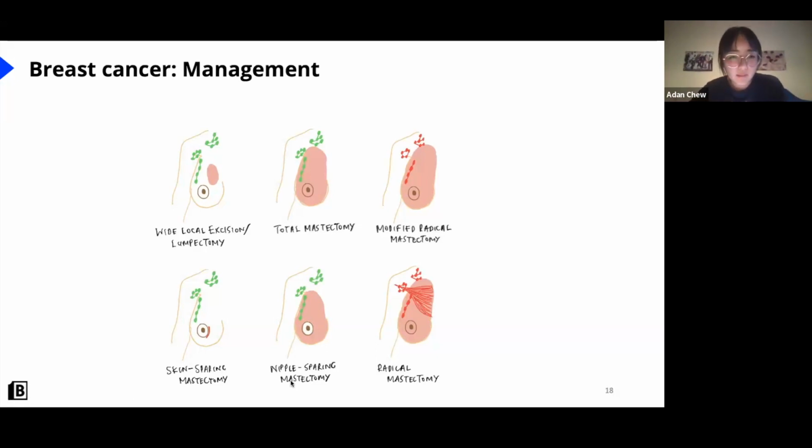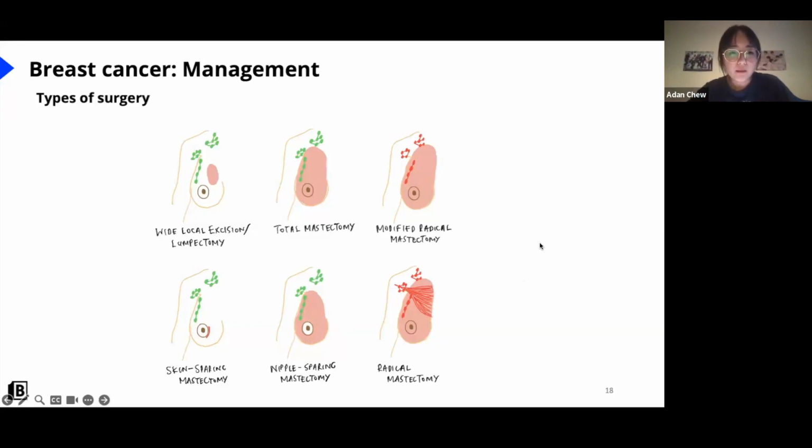So there's wide local excision or lumpectomies, which are quite common for localized cancers. There's total mastectomy, and there's modified radical mastectomies and radical mastectomies, in which we take out lymph nodes as well as the whole breast. And then there's nipple sparing and skin sparing mastectomies, which are twists on mastectomies to conserve the overall appearance of the breast. So these are the surgical techniques.